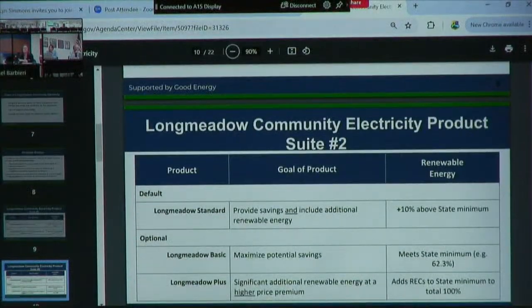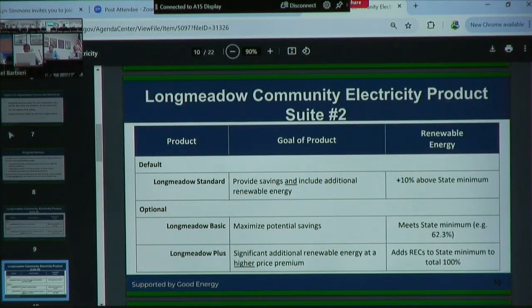So, Mark, I think what you're saying is doing product suite number 2, but just flipping Longmeadow Standard and Longmeadow Basic. Correct. So that Longmeadow Basic would be the default. Correct. And there's still 3 options. Correct. Yep. That's what I would say.